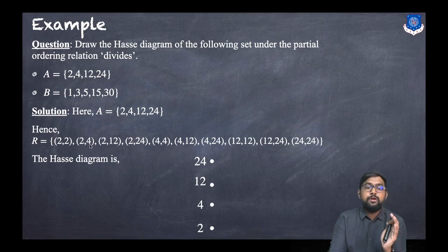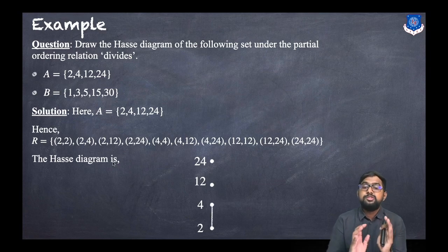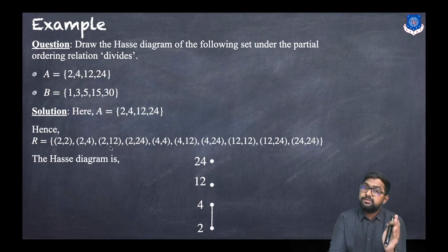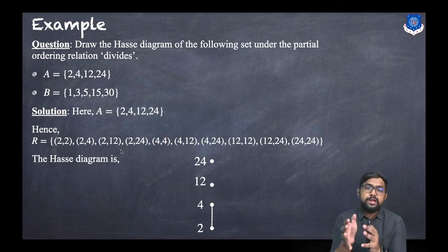Now 2, 4. Now 2, 4, is it a transitive relation first? So no, it is not a transitive relation. So this 2, 4 pair will be there. Fine. Now 2, 12. Is it a transitive relation or not? Yes, it is a transitive relation. How to decide? See, 2 and 12.